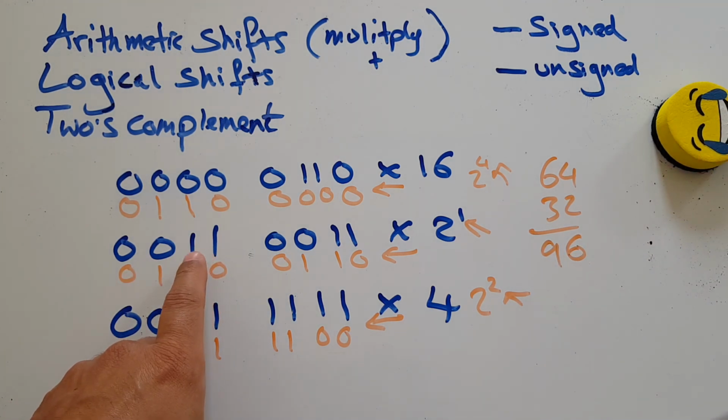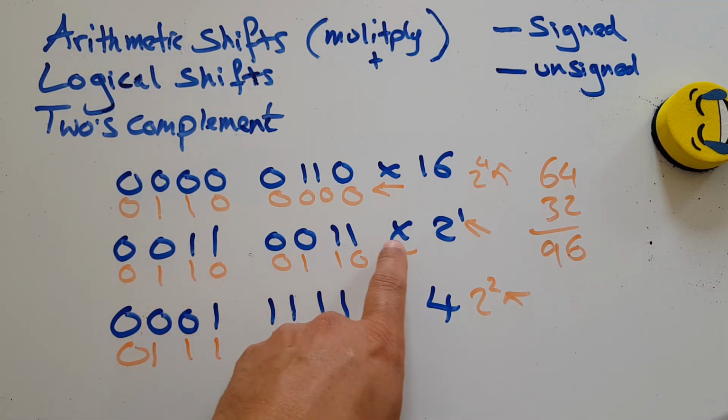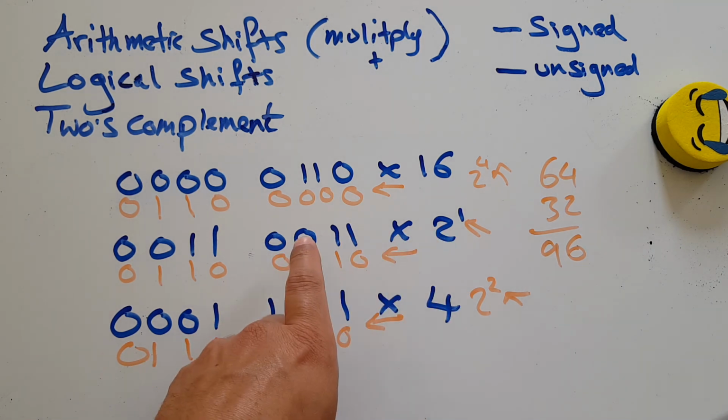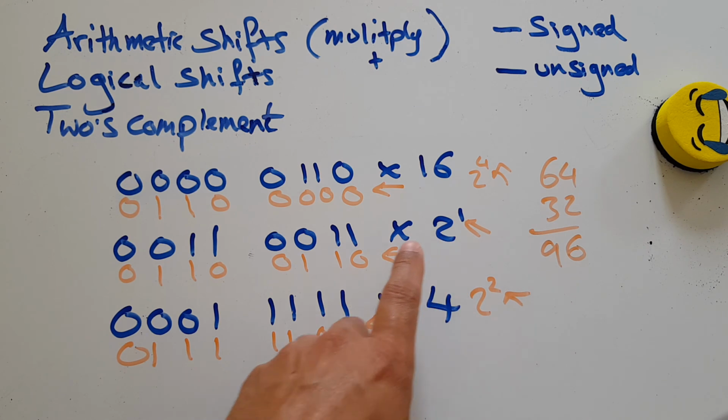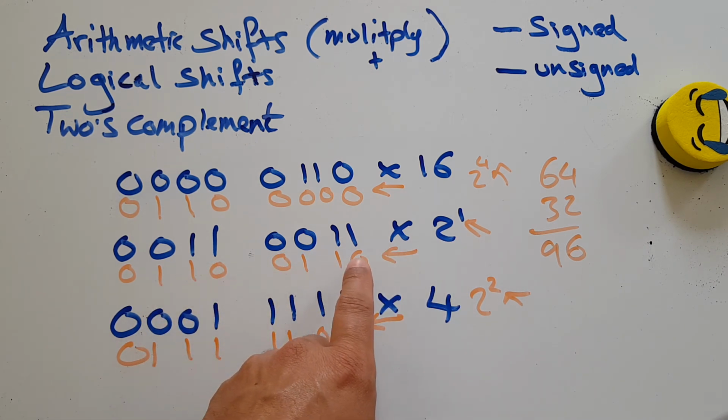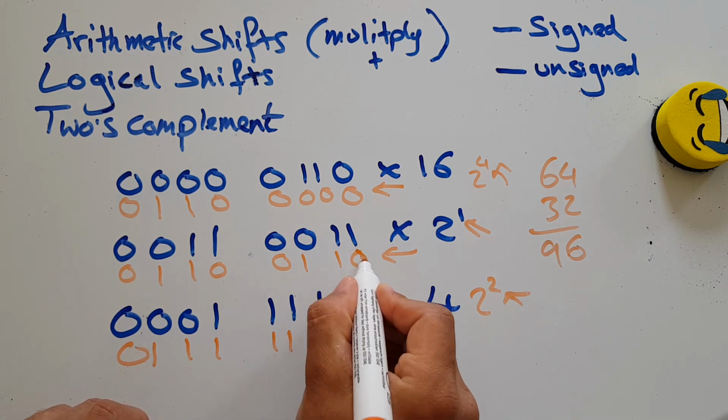This one is the binary for 51 in blue. 51 times 2 to the 1, or 2 to the 1 is 2. 51 times 2 equals 102, and that's the binary for 102. Just make that a bit clearer.